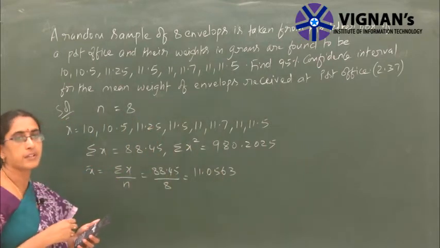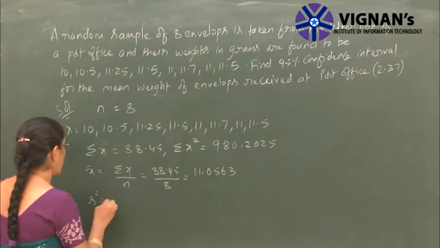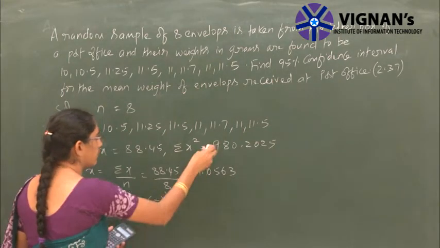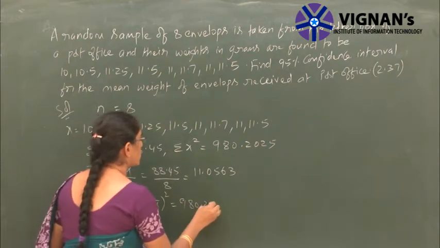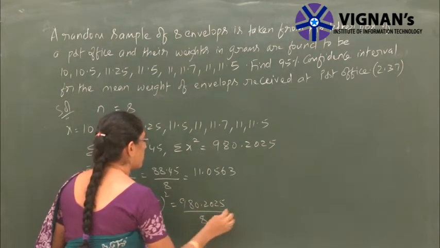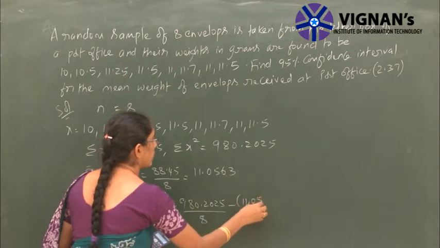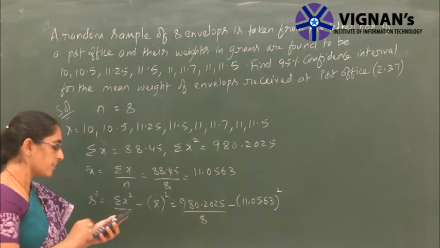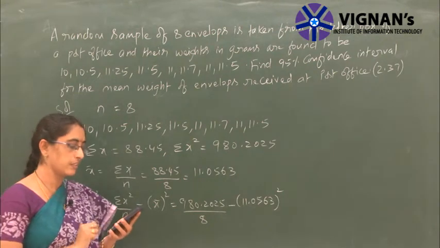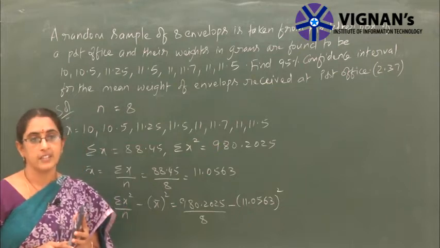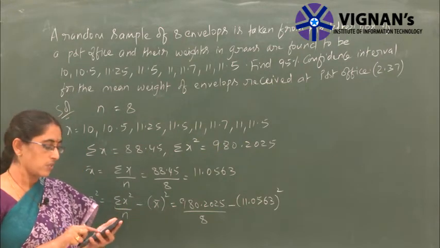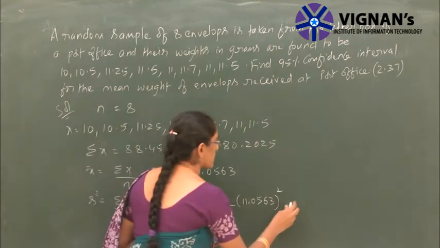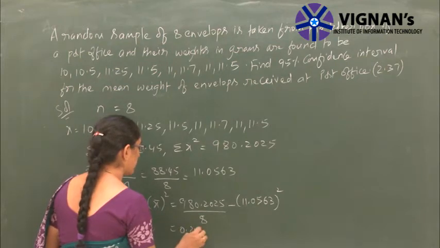Now for finding the sample variance small s square, here the formula is summation x square by n minus x bar square. That means 980.2025 divided by 8 minus 11.0563 square. Okay, then for this also you can use shift 2 second option, but you will get the standard deviation. We have to make a square of that. So it is here 0.2846. So small s square is 0.2846.